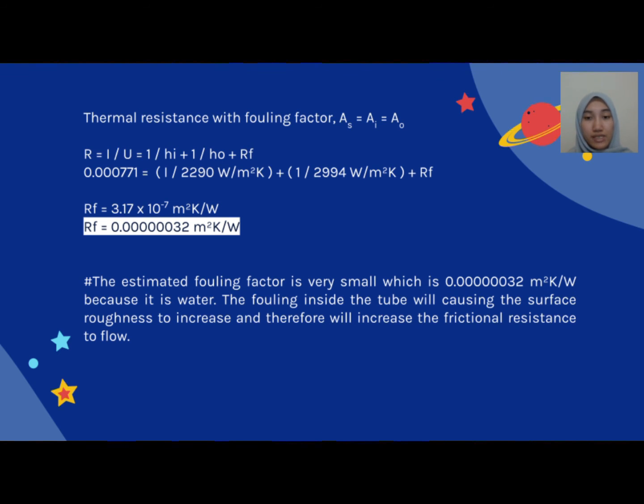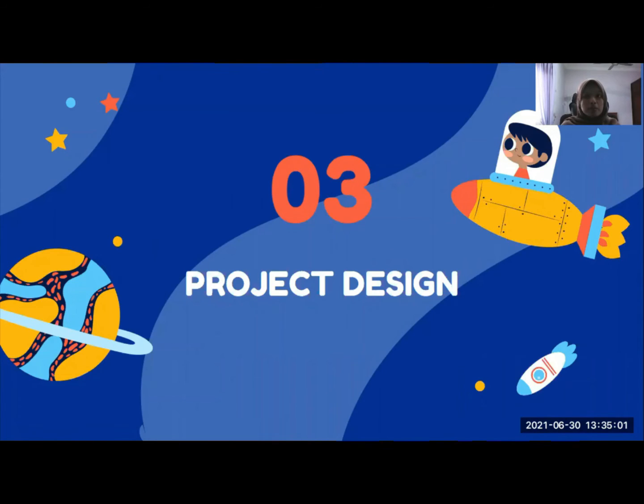So the estimated fouling factor is very small, which is 3.17 times 10 to the power negative 7 m squared K over W. Because it is water, the fouling inside the tube will cause the surface roughness to increase and therefore will increase the frictional resistance to flow. So that's all from me. Thank you. I will pass the presentation to my friends.